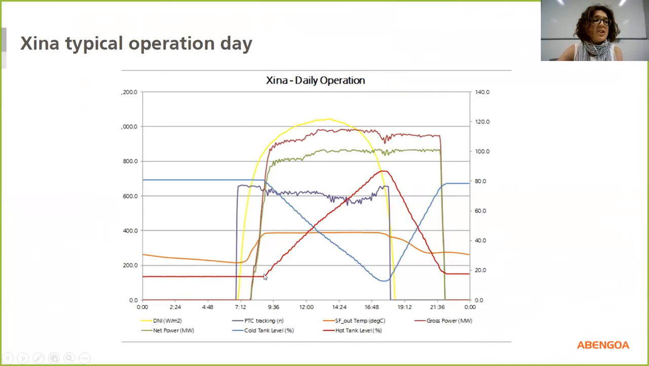And we start the charge of the TES system. We can see here in the red line the level of the hot tank of molten salt. At the end of the day, when the solar resource decreases, we are able to maintain the production with the TES system. And here we see how the level of the hot tank decreases. And we maintain the operation during 5 hours at the end of the day.